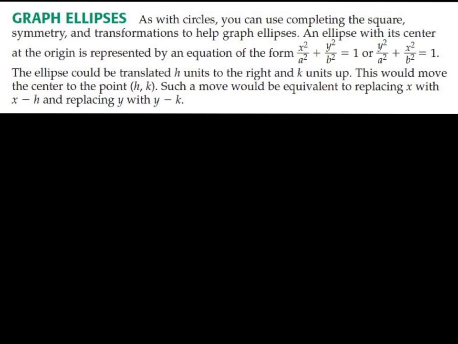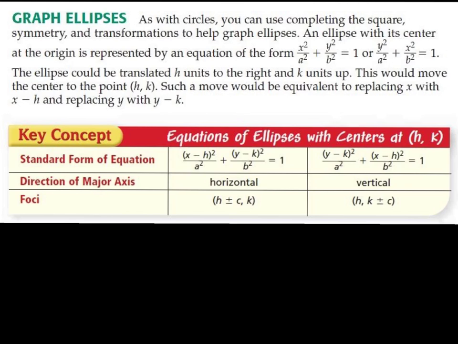This would move the center to the point (h, k). Such a move would be equivalent to replacing x with x minus h and replacing y with y minus k. So we've got the standard form of translated ellipses here, and the foci that go with them. Something for your notes.